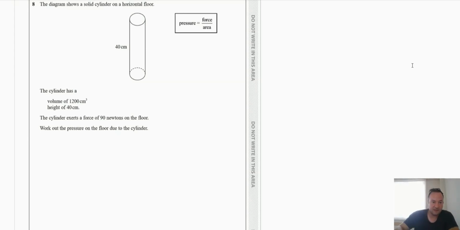Right. So let's have a look at this. We're given a nice formula over here as well. So the pressure we're trying to find, the force we know, the area we also don't know. However, if we know the area, guys, we can work out the pressure because then we've got all the information that we need. So when it says area, it's talking about this cross-sectional area over here. So first of all, the volume of the cylinder is actually the area of the cross-section multiplied by the height. Now, it does actually tell us the volume over here, that's 1200.